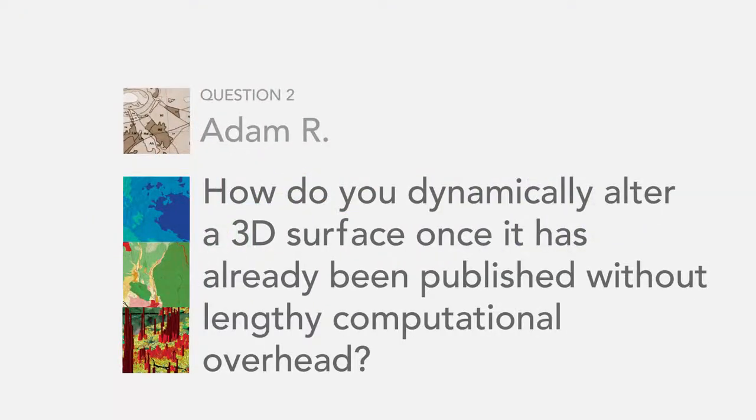How do you dynamically alter a 3D surface once it's already been published without lengthy computational overhead? Unfortunately, if you're doing a full replacement of your surface, like you're fully replacing it, maybe you've got some new LiDAR, unfortunately you have to do it the hard way. You have to replace the data and you have to recache it and republish it. There's no way around that.